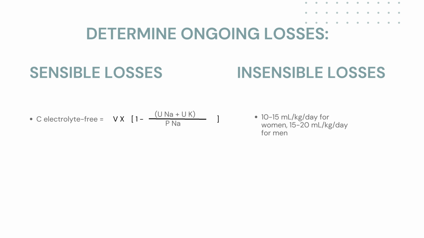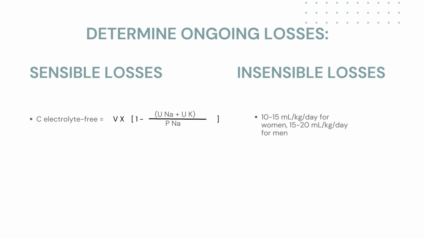Now, the next part of management of hypernatremia is that we have to determine the ongoing losses. And we can divide the losses into two parts, sensible losses and insensible losses. For the sensible losses, we have formulas to calculate. We can measure the electrolyte free clearance in our urine. So it is V, the urinary volume, multiplied by 1 minus urinary sodium plus urinary potassium divided by plasma sodium. And we measure the insensible losses by these specific rules: 10 to 15 ml per kg per day for women and 15 to 20 ml per kg per day for men.